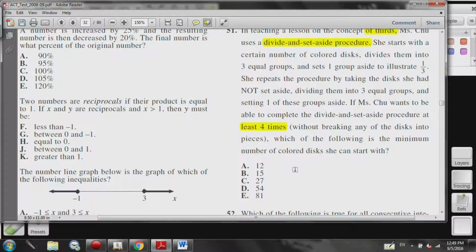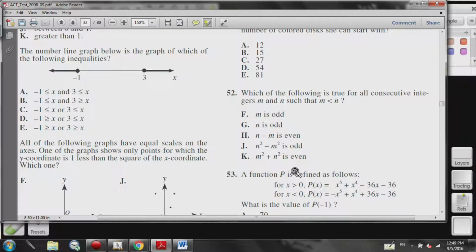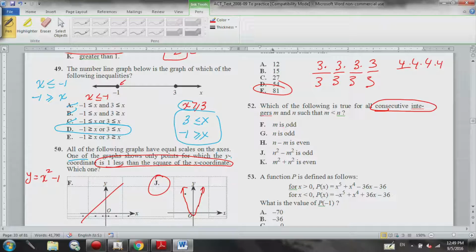So which one of these is true? Okay, that's 52. Okay, m is odd. Well, that makes no sense. If they're consecutive integers, they could be like 2 and 3. That's m and n. Okay, m is even, n is odd. Well, it's only this case. Okay, so that makes no sense. They could be either one, right?